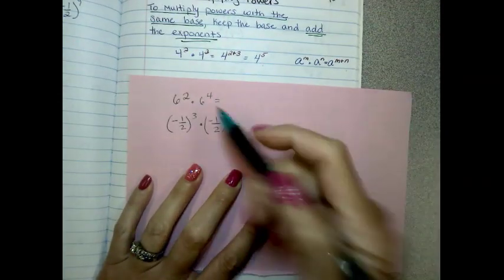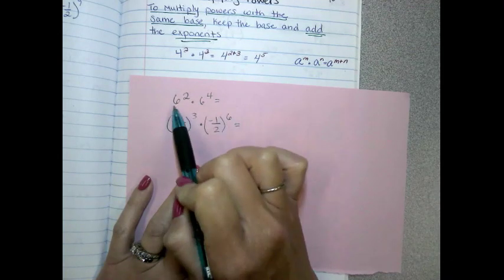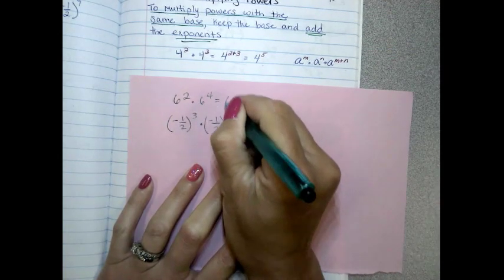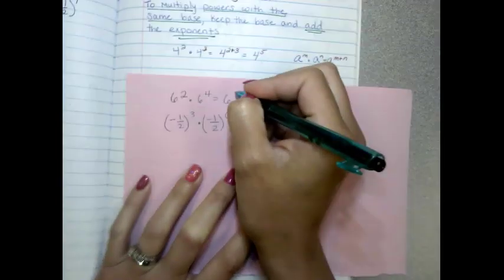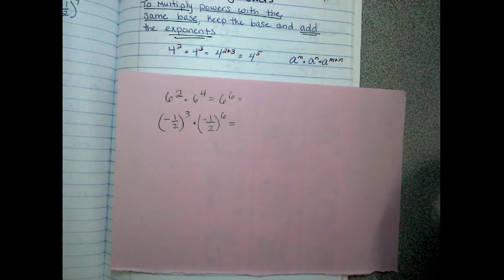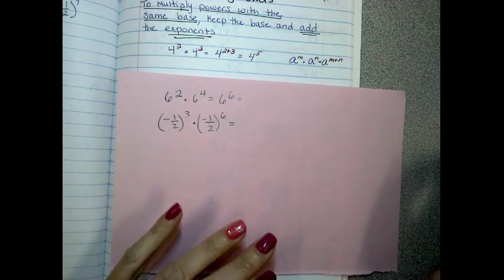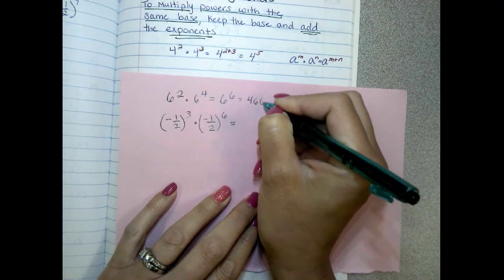For the first example, 6 to the second power times 6 to the 4th power, the base is 6, so we keep the base, and we add the exponent. 2 plus 4 is 6. Did you find the value of 6 to the 6th power? 6 expanded times itself 6 times. Big number. 46,656.